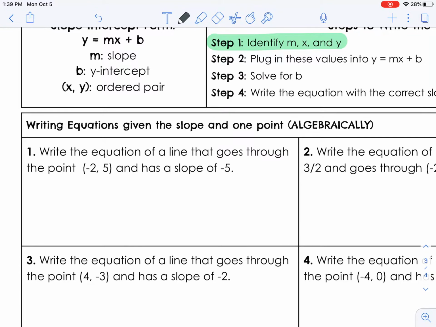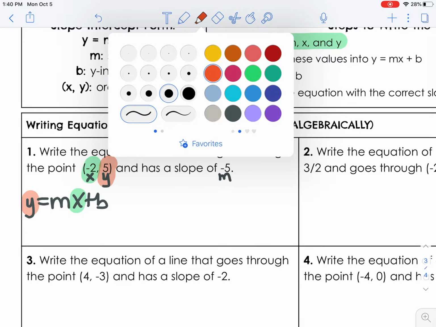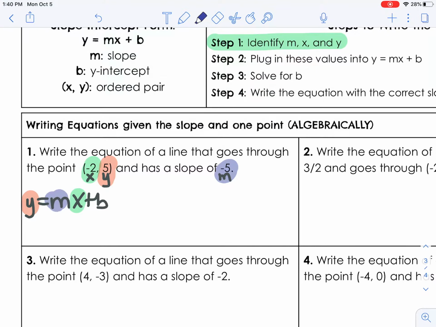So step number 1 asks us to identify m, x, and y. Number 1 says write the equation of a line that goes through the point -2, 5 and has the slope of -5. Well, given this ordered pair, -2 is my x, 5 is my y, and slope is always m. So we need to plug those in the correct spot, in y equals mx plus b. So we're going to take -2 and plug it in for x. We are going to take 5 and plug it in for y, and we're going to take m and plug this value in the equation right there.